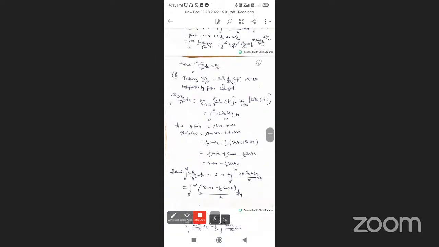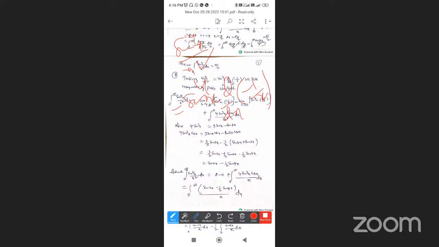Now the B part: sin to the power of 4 x by x square. Here 1 by x square can be written as d by dx of minus 1 by x, times sin to the power of 4 x. This is u and this is v, so for this part we have to apply the uv method.